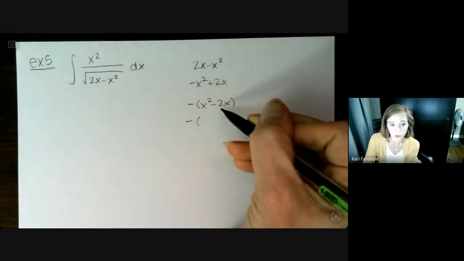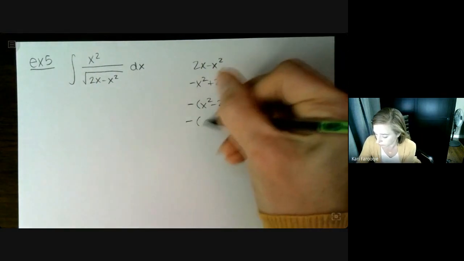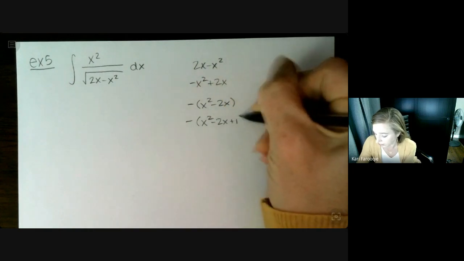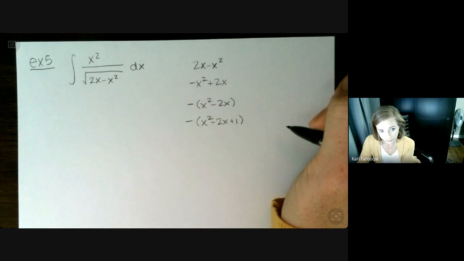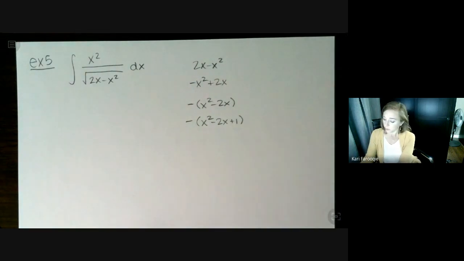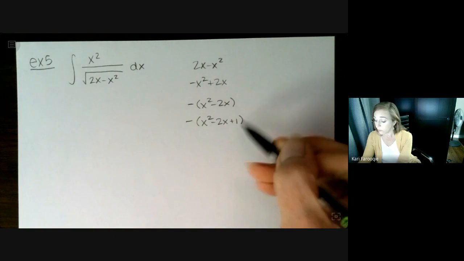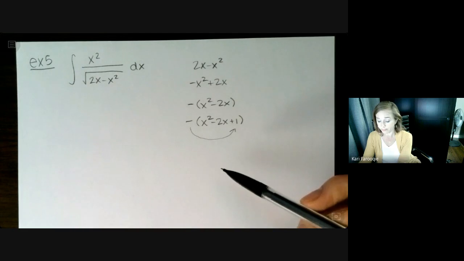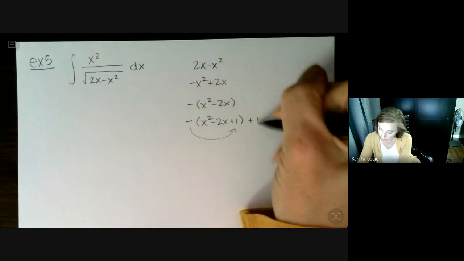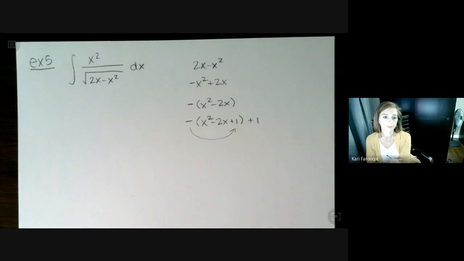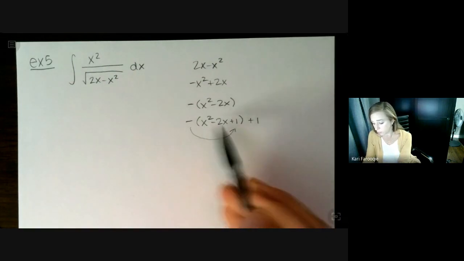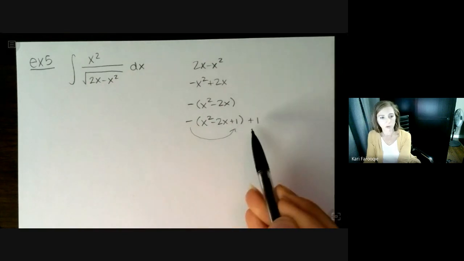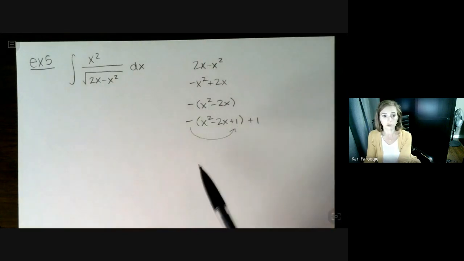So half of 2 is 1. 1 squared is 1. So we're going to add 1 to our expression. And this is where you need to be really careful, because even though it looks like you added 1, remember that this negative sign is going to get distributed. So you actually subtracted 1. If you subtracted 1, you also need to add 1. So be very careful here to make sure if you were to distribute, you'd get negative x squared plus 2x minus 1 plus 1. You'd end up getting back where you started. That's what you want.